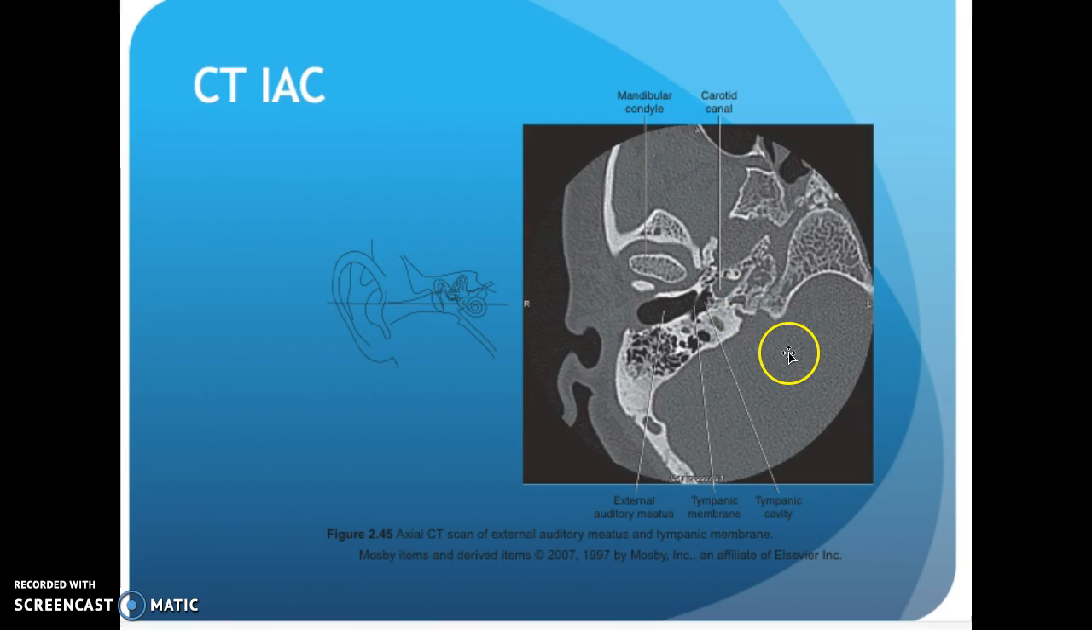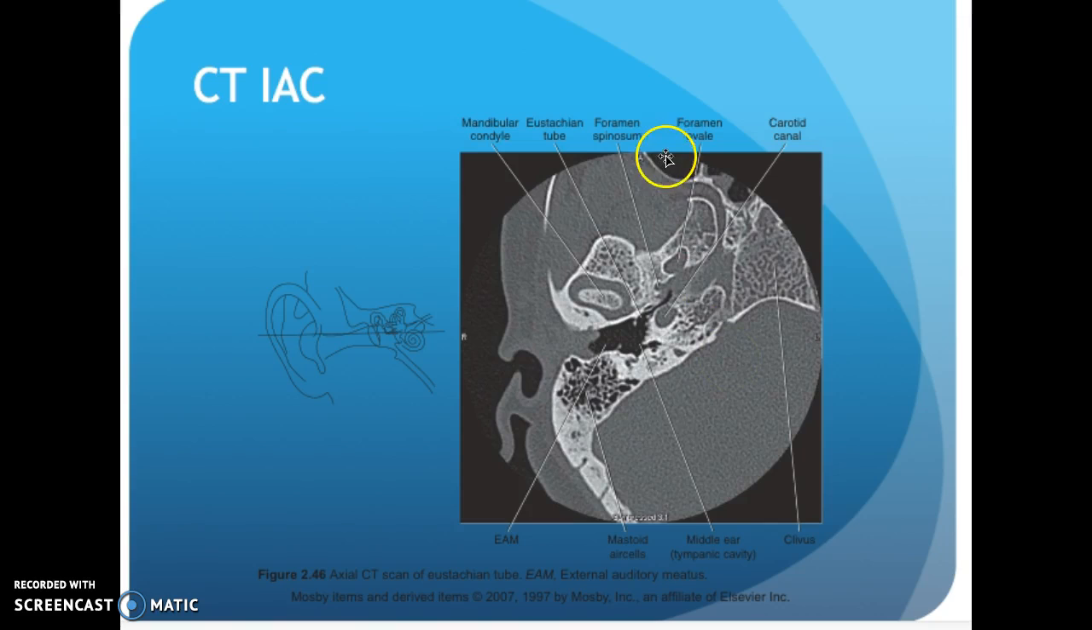So this is a little bit better of a picture. This is a CT. We put it in bone windows. When you do your CT course, you'll understand what I'm talking about when I say that. It gives it an edge to the bone so we can see the bony detail really well. The carotid canal, your tympanic cavity with your tympanic membrane. You can actually see the membrane right across there. And this is your external auditory meatus. And this here, remember, it's going out. The bone is pointing out, so it's your mandibular condyle.